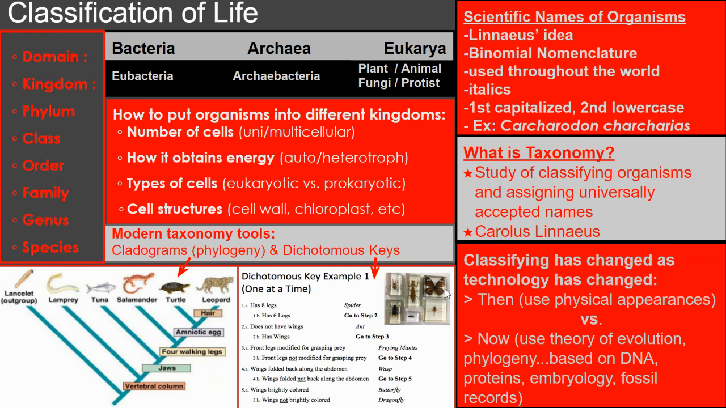Front legs modified for grasping prey. Well, I don't really see front legs, so I'm going to say they're not modified for grasping prey and go to step four. Wings folded back along the abdomen or wings not folded back. No, the wings aren't folded back. Go to step five. Wings are brightly colored. Yes, that's a butterfly. So let's say we hadn't known what a butterfly was before. We would be able to use this dichotomous key to be able to tell what it was. Or at certain times, you might not have words like spider, ant, prey, mantis, wasp, butterfly, dragonfly, but rather you might have scientific names for those organisms.